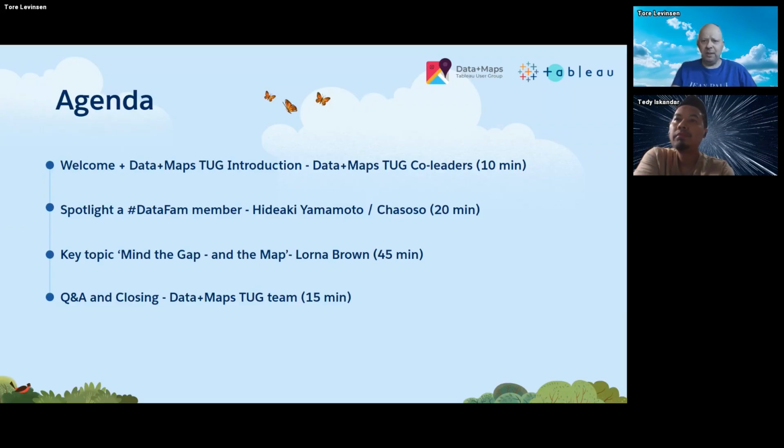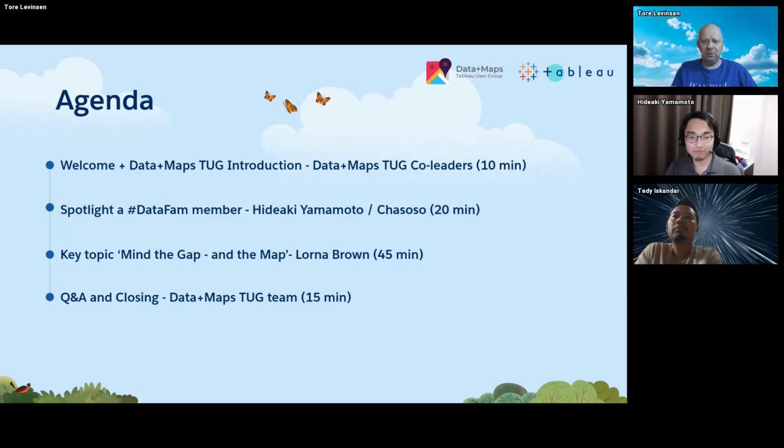So that was the quick introduction, I guess. We don't need to spend much time on doing the same thing again and again. Just go back and watch a different recording of the introduction. But what we tend to do in these Data plus Maps user groups is that first we do a spotlight of a DataFam member. Today we are going to Japan. Hideaki is here, and then we are switching back to London to mind the gap and the map, where Lorna is going to show us how to use Tableau to do some spatial data of some localized London data, and Andy has promised that he will send a lot of questions peppering her throughout.